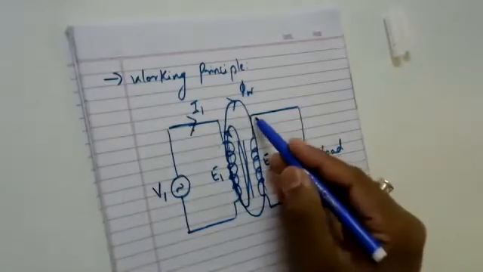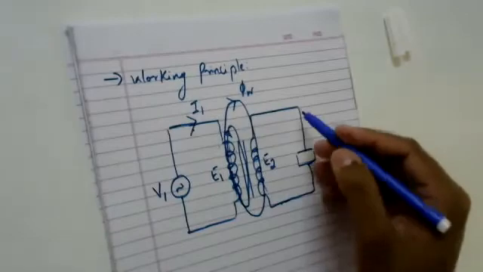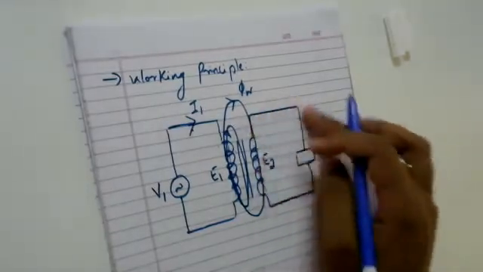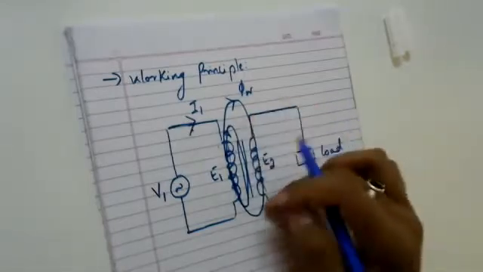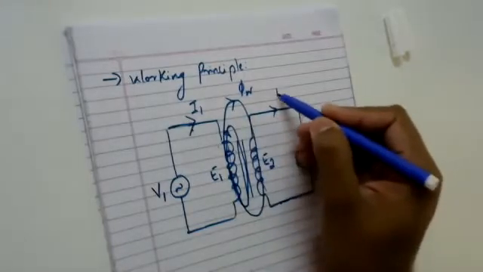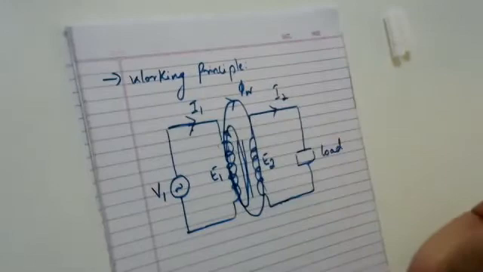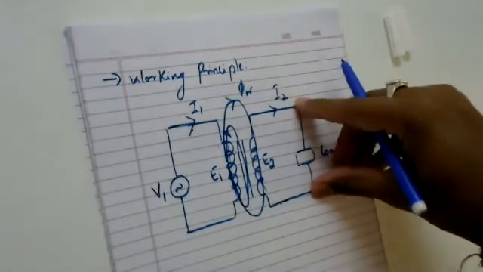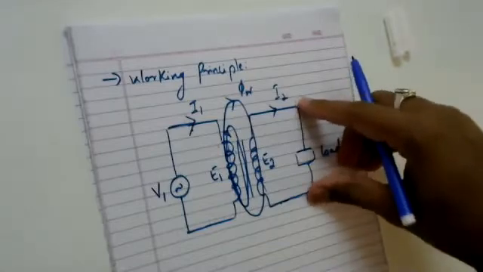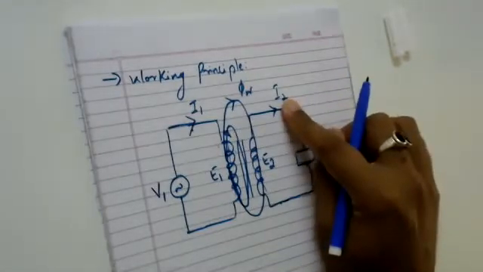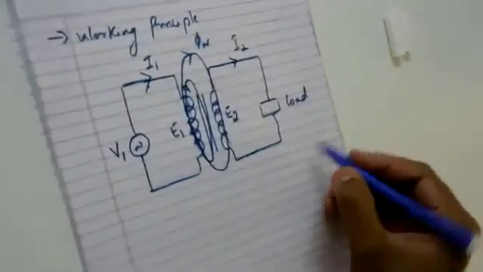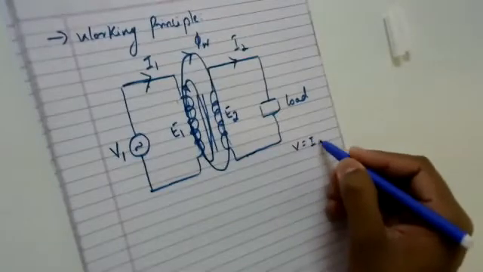Now, when the secondary side is connected to a load, the secondary loop is also closed. Since the secondary loop is closed, I will have a secondary current in my circuit. Assume the load is not there, it's an open circuit. Since it's an open circuit, my I2 would be 0. A simple equation I can use is Ohm's law, V is equal to I into R.